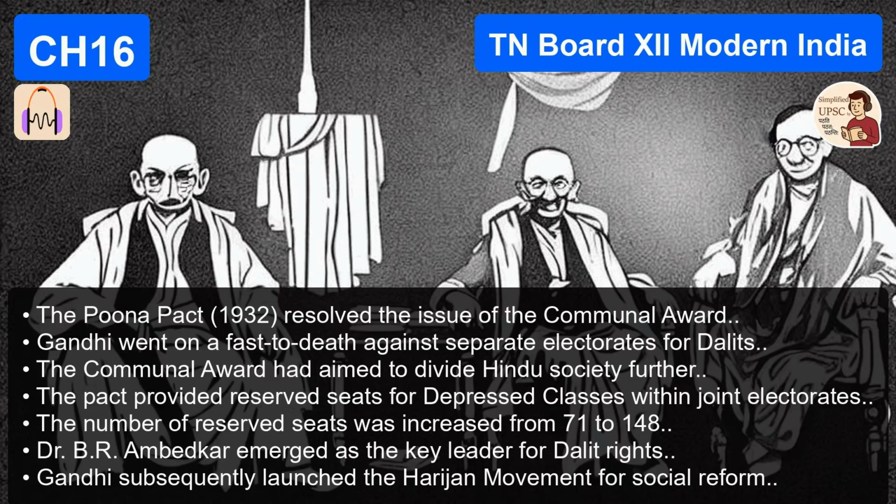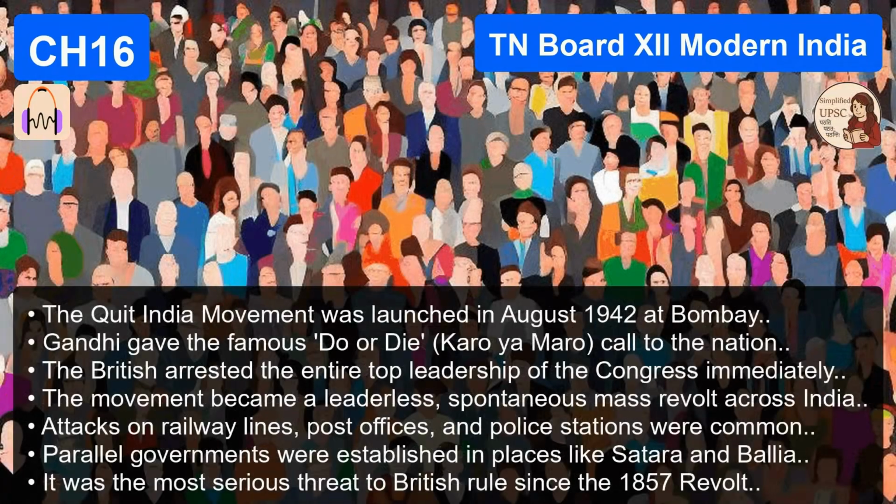And the British response was incredibly swift. Before the sun even rose on August 9th, they launched Operation Zero Hour. Gandhi, Nehru, Patel, Azad, every single top leader of the Congress was arrested and whisked away to unknown locations. So the movement was left completely leaderless. And that is what makes the Quit India movement so unique. It became a spontaneous, leaderless revolt.